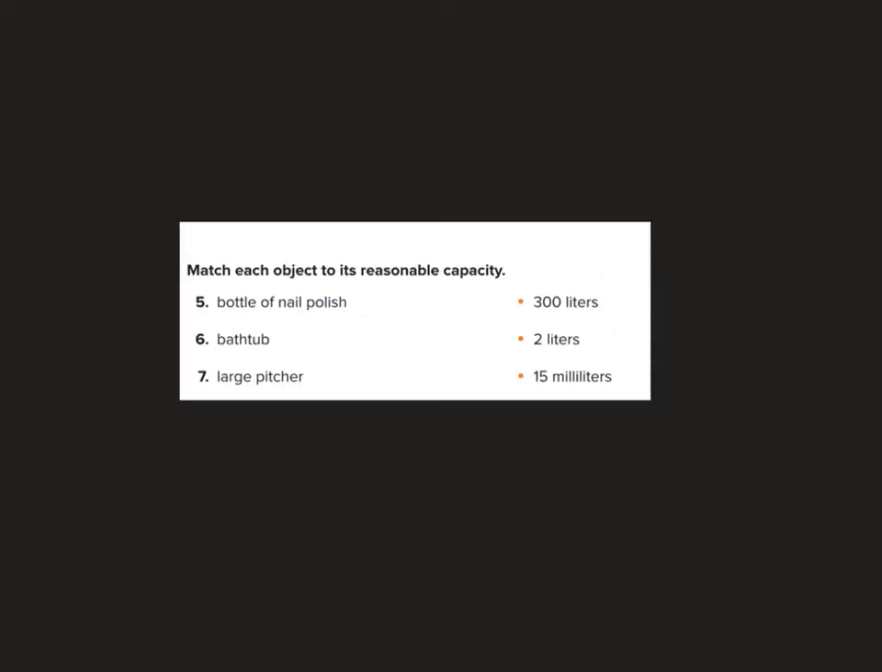Match each object to its reasonable capacity. A bottle of nail polish is going to be very small. A bathtub is going to be pretty large, and that's going to be the biggest thing. And then a large pitcher would be about 2 liters.